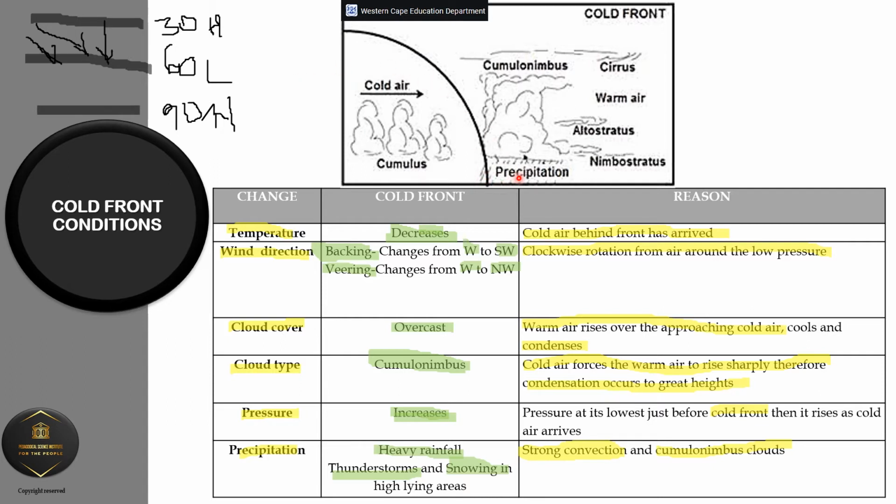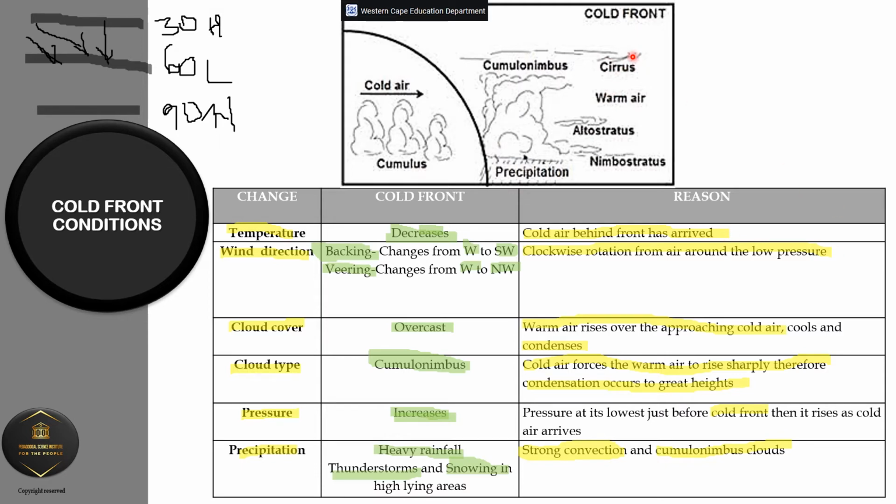Are we fine with that? So that's what you will have. And cumulonimbus clouds will form in front of the cold front simply because of rapid rising air as a result of the sharp sinking of the cold air propelling this warm air to rise rapidly, leading to the formation of cumulonimbus clouds due to rapid condensation. I hope we are fine with that.